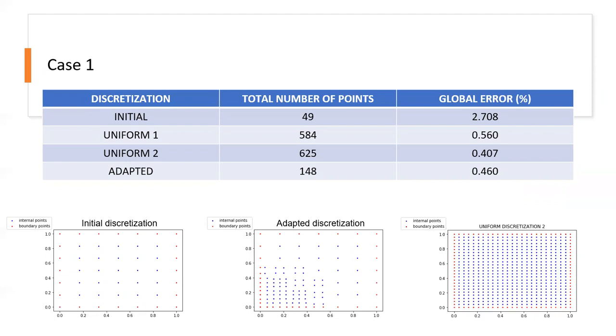The 2 uniforms were chosen with the objective to answer the question: what is the precision of the adapted discretization compared to uniform discretization? We can observe that the adapted discretization has a similar accuracy in relation to the uniform discretization with 625 points. Approximately 24% of the number of points in the reference uniform distribution was used in the adapted discretization to obtain a similar precision.